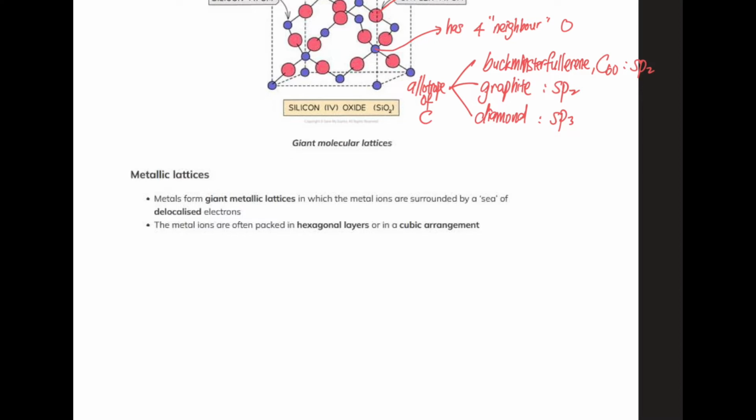You can see metals form giant metallic lattices in which the metal ions are surrounded by a sea of delocalized electrons. For example, sodium, Na+, is surrounded by electrons which delocalize. The metal ions are often packed in hexagonal layers or in a cubic arrangement. Hexagonal or cubic. Okay, let's see the next page.